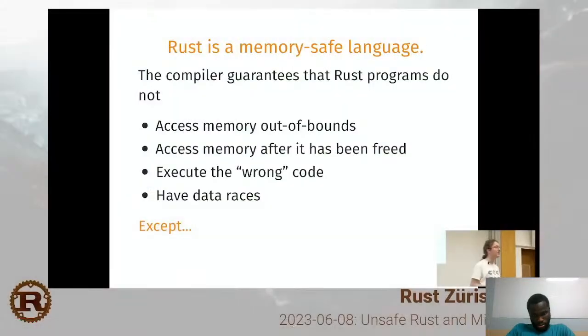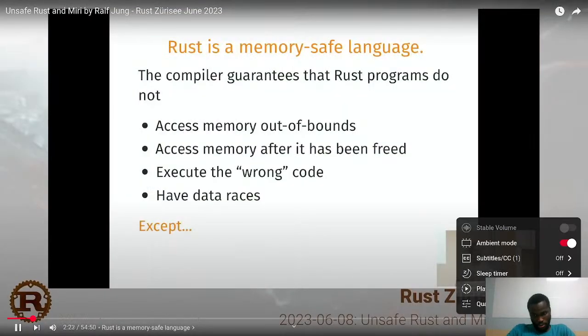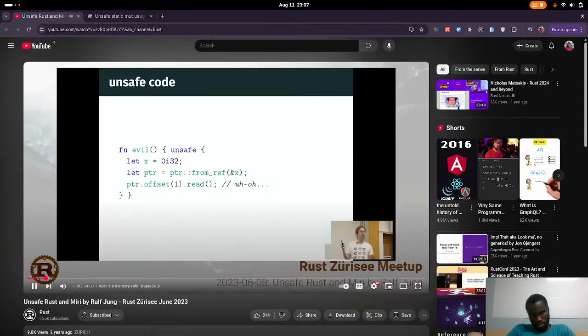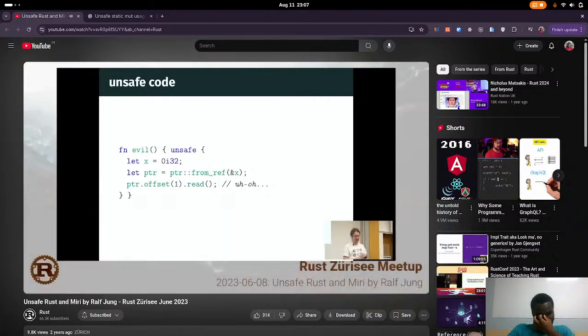That's the idea, except of course there's a big asterisk here because there is this thing called unsafe code, and in unsafe code you can do all sorts of nastiness, like take a pointer to something, do some arithmetic to take it out of bounds, and then do an access, and now we do have an out of bounds access even though this is Rust.